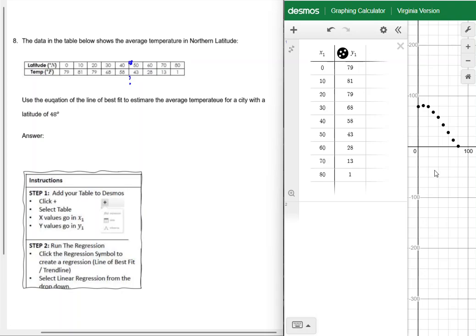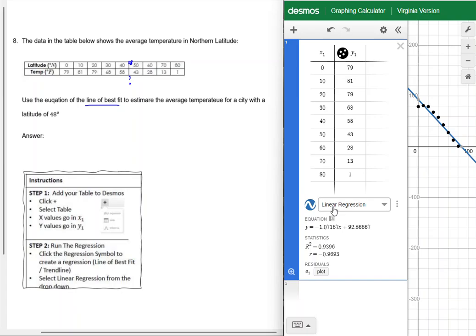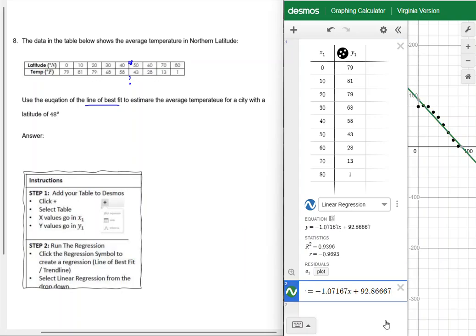It says use the equation of the line of best fit. So to find the line of best fit, I'm going to press add regression, and then do a linear regression. Keep it like that. So here's the line of regression. And then here, I need to find where x is equal to 48. I can copy the equation down right here and change the x value.